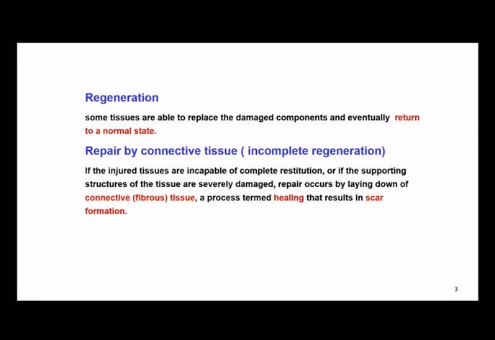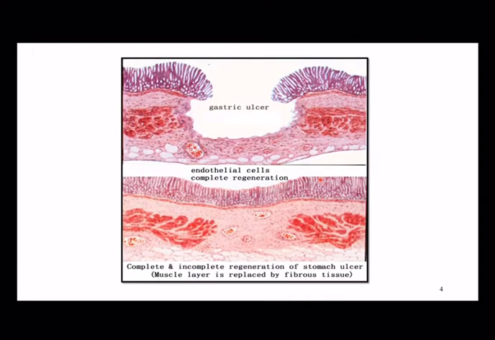Repair refers to the restoration of tissue architecture and function after an injury. Some tissues are able to replace the damaged components and eventually return to a normal state. We call it regeneration. For example, this is stomach wall. It has 4 layers: the mucosa, submucosa, muscularis, and serosa.